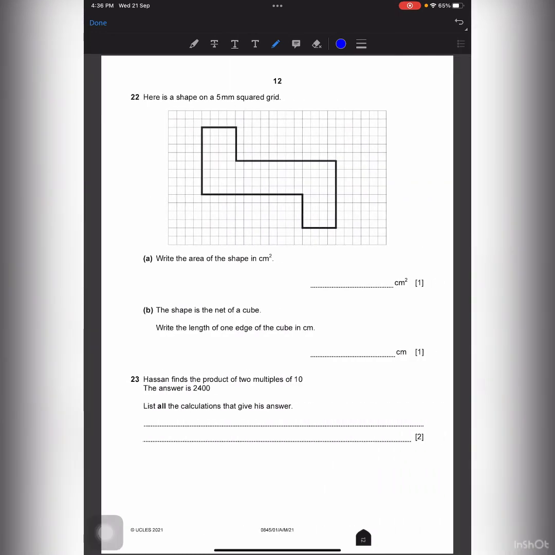Here is a shape on a 5 millimeter square grid. What is the area of the shape? To find the area, as you can see, these boxes are making those 4 kind of boxes. That's how we're going to find it out. First I'm going to show you how to do it. Just wait. We're going to do it like this. See, 1, 2, 3, 4, there are 4 boxes, and this is how we're going to have to do it.